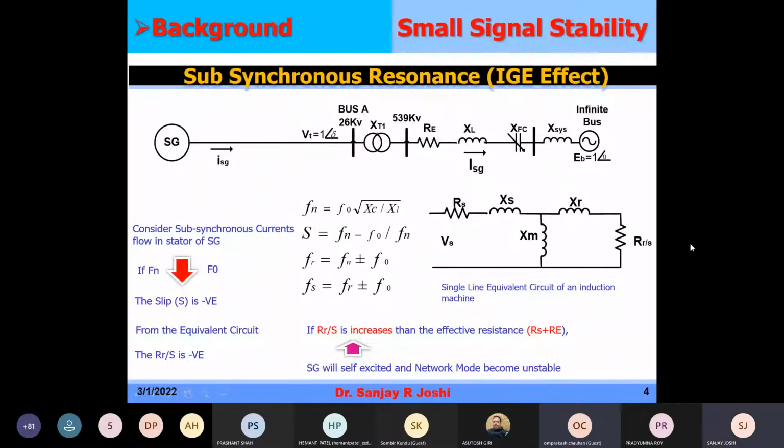I am exciting a network of which the resonant frequency is 20 hertz, but that RLC circuit is excited by a voltage source of 50 hertz. So in steady state, the current will flow at what frequency? Am I audible, Giri sir? Supply frequency. Yes sir. You are completely audible.